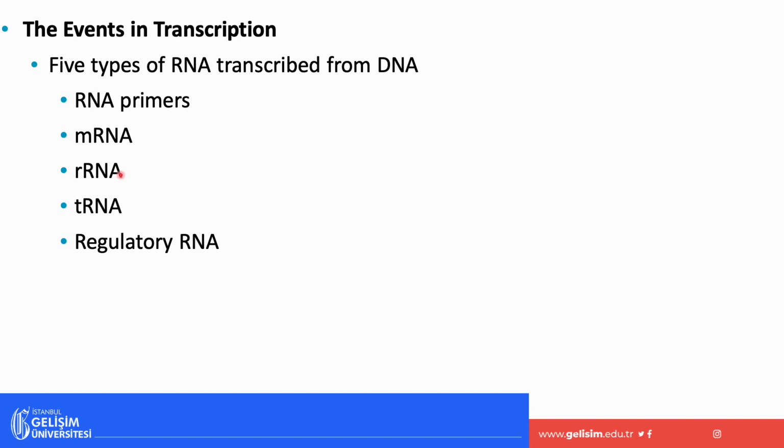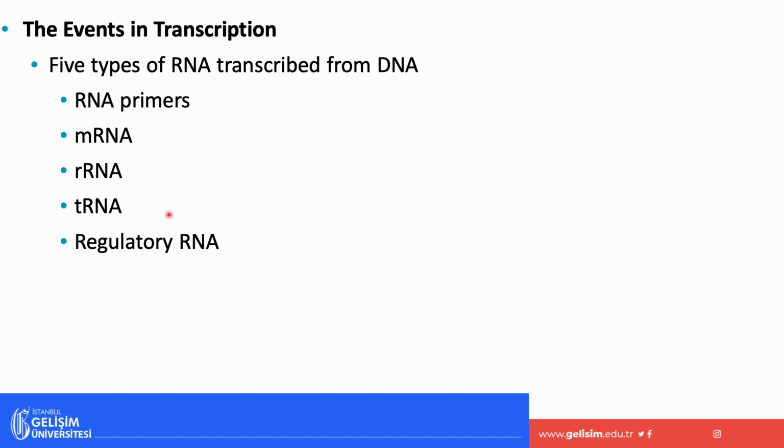Now, rRNA, ribosomal RNA, is a structural component of ribosomes, which are the cellular machinery that's responsible for protein synthesis. So this is where protein assembly takes place. Okay. So along with ribosomal proteins, rRNA forms two subunits of the ribosome.